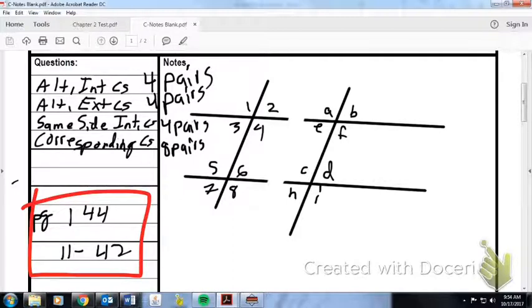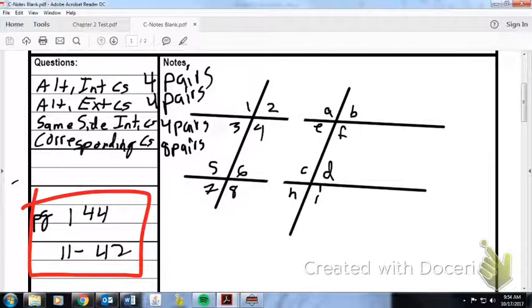And so if you finish this naming all the alternate interior angle pairs, alternate exterior pairs, same side interior pairs, corresponding pairs, we'll go over the answers to that in a little bit. If you finish that early, that's the assignment.